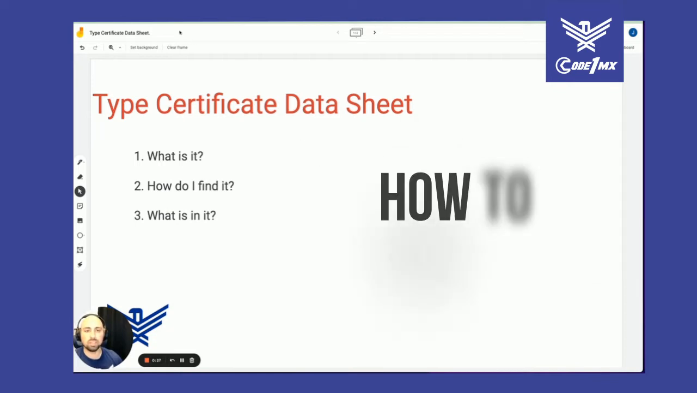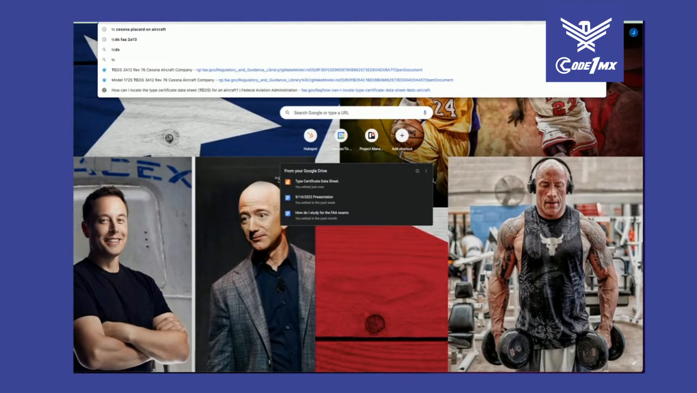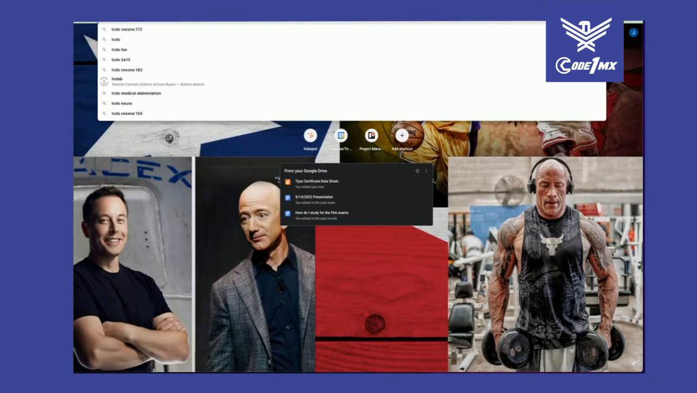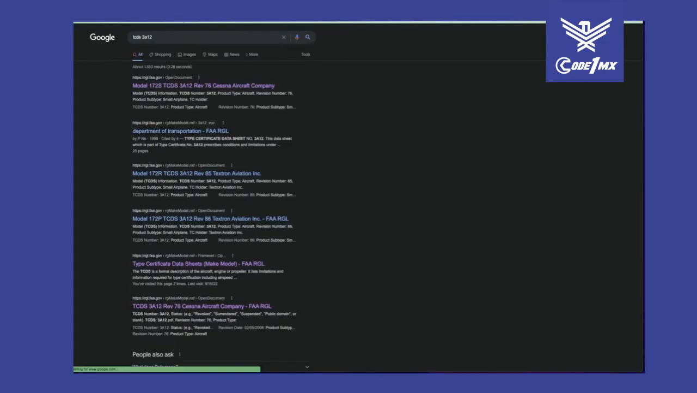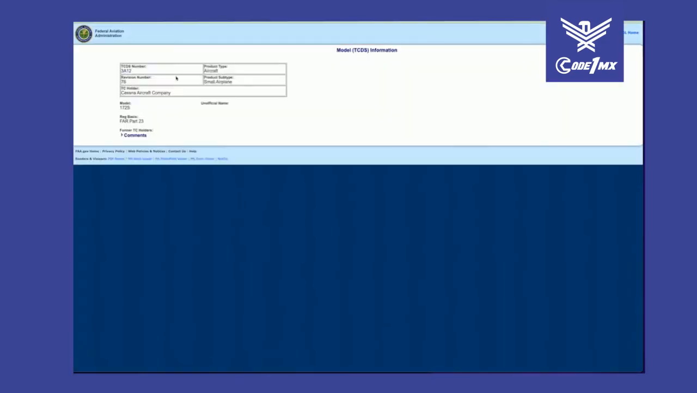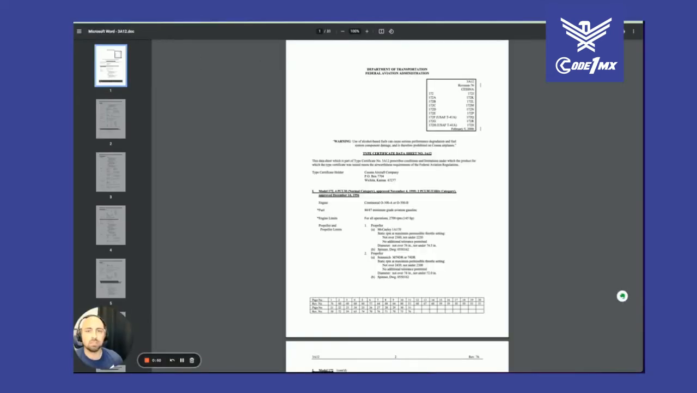So how do I find it? In here, when you're doing this for your practical, you put TCDS 3812. That one is pretty popular. It's a Cessna 172, and as you can see, go through it pretty good. There's a little highlighted link here. You're on your FAA website. Go there, pull the PDF, and I think the next thing is what's in it, right?